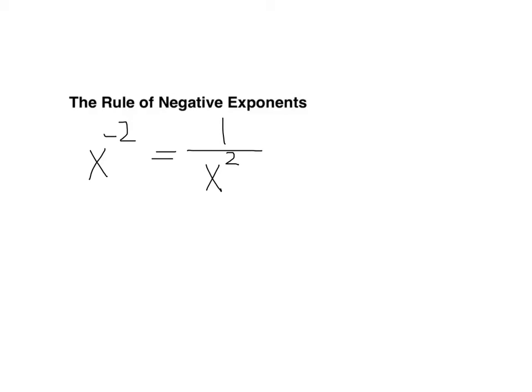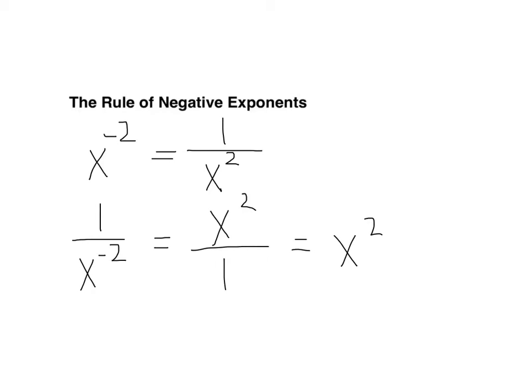Okay? The rule for negative exponents also works in reverse. If we had 1 over x to the negative second power, to get rid of that negative exponent, we just move our x up to the numerator, get rid of the negative sign, keep the 2, and so we'd end up with x squared over 1, or just x squared.